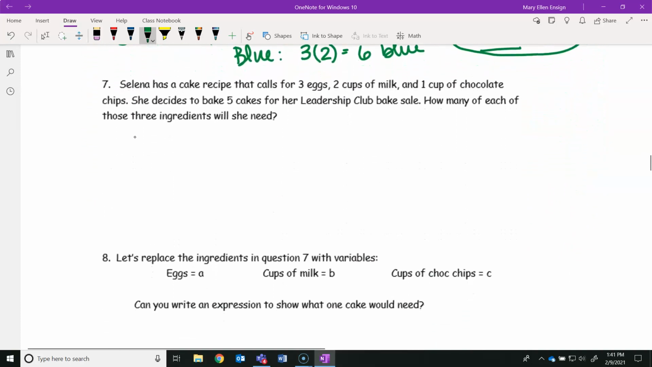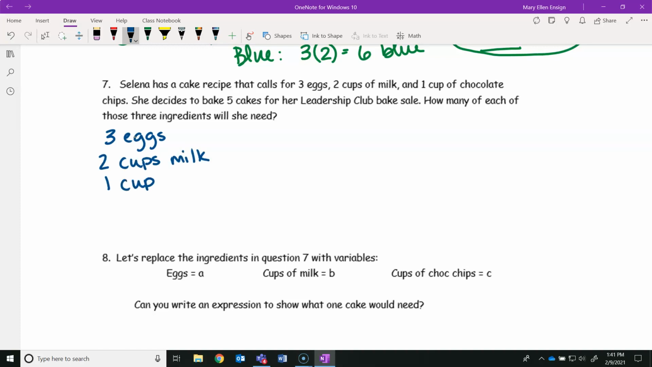So let's look at the next one. Selena has a cake recipe that calls for 3 eggs. So I'm just going to write this down here. 3 eggs, 2 cups of milk, and 1 cup of chocolate chips. She wants to bake 5 cakes for her Leadership Club bake sale. How many of each of those 3 ingredients will she need?